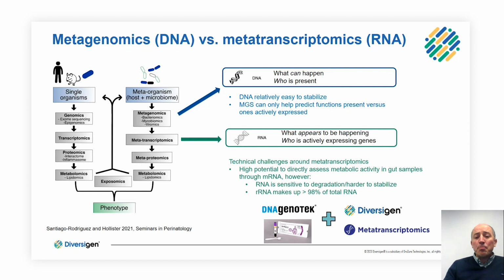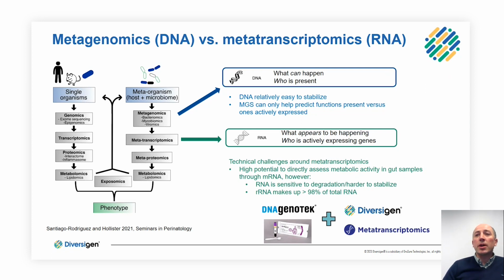RNA, on the other hand, provides direct insight into the genes that are being expressed, but also the species that are expressing those genes. And as such, it gives you a more direct view into what is happening in the sample. And I think to this day, a lot of people have not been relying on metatranscriptomics for microbiome studies, because RNA is much more difficult to work with. It's very prone to degradation, but also much harder to stabilize.